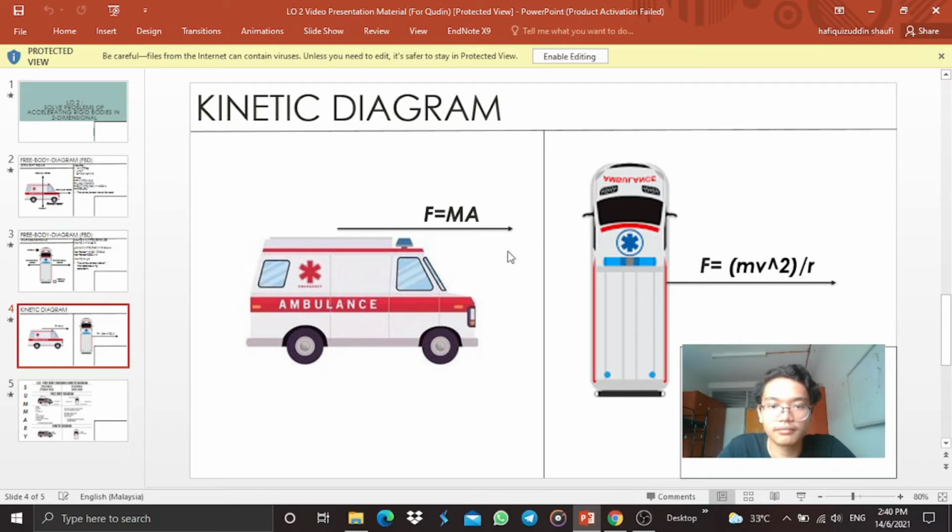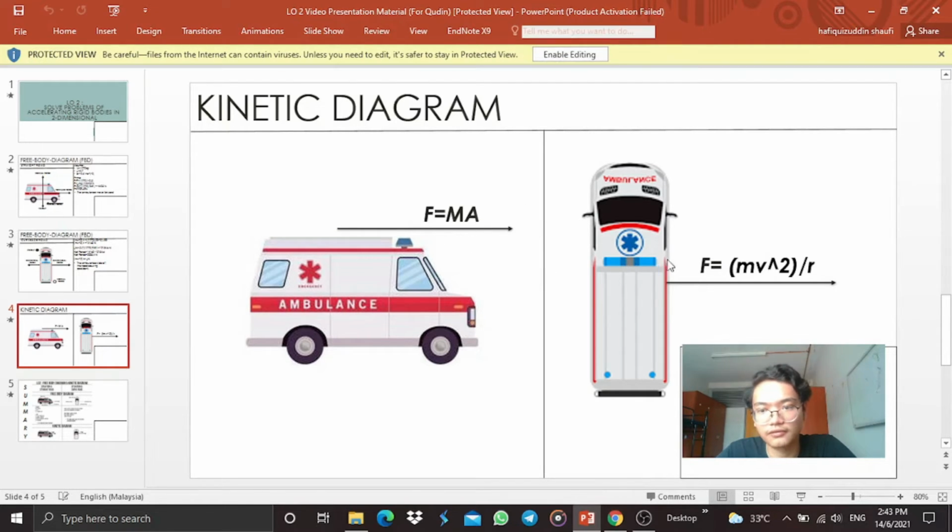Moving on to the kinetic diagram. For the straight road, the F equals ma is in the direction of the moving ambulance. If the ambulance is moving to the right side, that means the net force will be moving in the same direction. And for the curve side, we can see that the net force is moving in this direction, causing the ambulance to slide off.